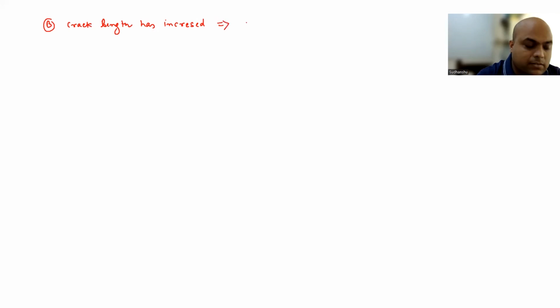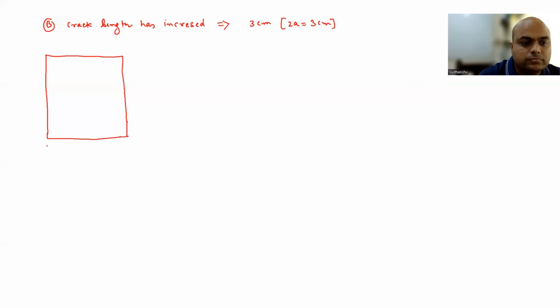And now this becomes 3 centimeter instead of 3 millimeter. So 3 centimeter, this is 2a equal to 3 centimeter. So now you have a plate of 30 centimeter. And then crack length, again not up to the scale, of 3 centimeter. And then you have stress here. So you have to calculate sigma, right? We are just increasing the crack length from 3 millimeter to 3 centimeter. And let's see now what happens.